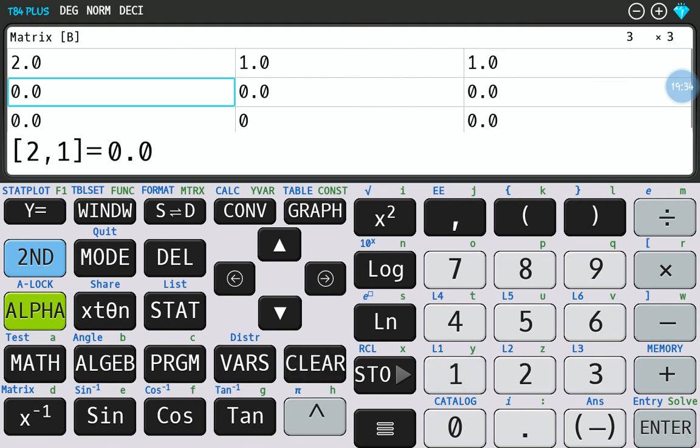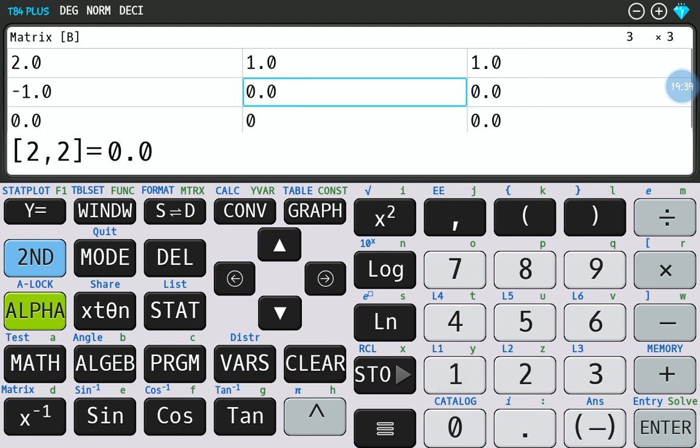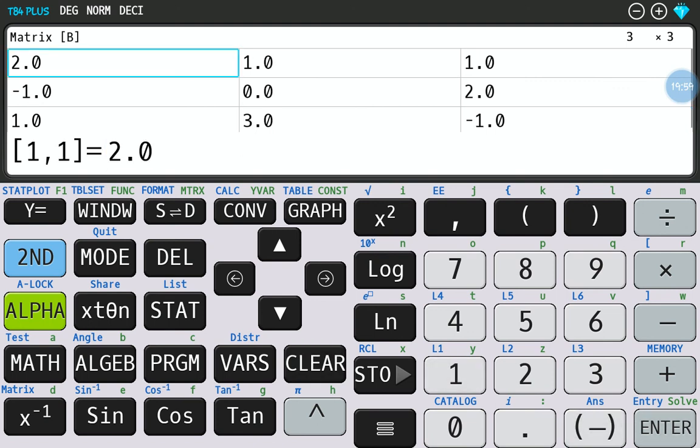Now it's going to the second row and first column. It is -1, enter. 0, stay. And my next is 2, input. Now 1, clear, and 3, and clear, -1. Okay? That's what I got. So 2, 1, 1, -1, 0, 2, 1, 3, -1. Alright, now I can go back.